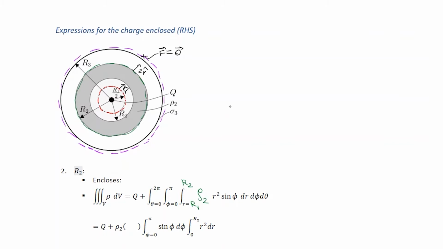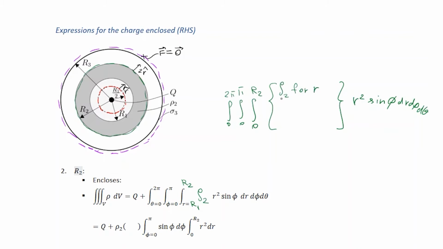You can write integral from 0 to 2 pi, 0 to pi, and then 0 to R2, and then here you would write some sort of expression for the charge density of the uniform shell. And the correct expression would be something like this. Well, I'm kind of abusing notation here because it's not very clear, but I'll explain what I mean. If you want to write it from 0 to R2, you would have to write here, instead of rho 2, rho 2 for R that is between R1 and R2, and then 0 otherwise.